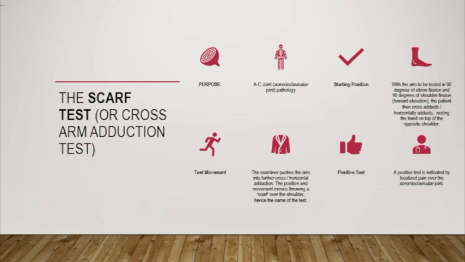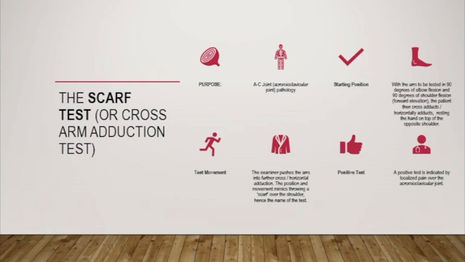Okay, so now let's check out the procedure. The starting position is with the arm to be tested in 90° of elbow flexion and 90° of shoulder flexion. With this position, we'll go for horizontal adduction, resting the hand on top of the opposite shoulder. So this is the position. After that, the examiner pushes the arm further into adduction. The position mimics throwing a scarf over the shoulder. That's why it's known as the scarf test.